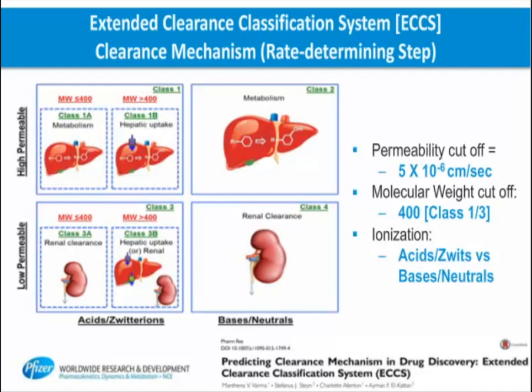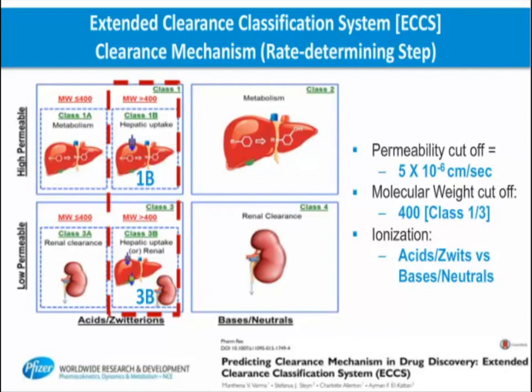The beauty about this approach is that it is based on 3 pillars, if you will, that are readily available in drug discovery. And these pillars are permeability, molecular weight, and ionization. Based on these 3 pillars, we are able to classify the compounds into 6 classes. Each one is going to be driven by a rate-determining step that is different from the other. In this case, and based on the extended clearance concept, compounds that are acids or zwitterions and have a molecular weight higher than 400 have a tendency of having hepatic uptake as a rate-determining step.